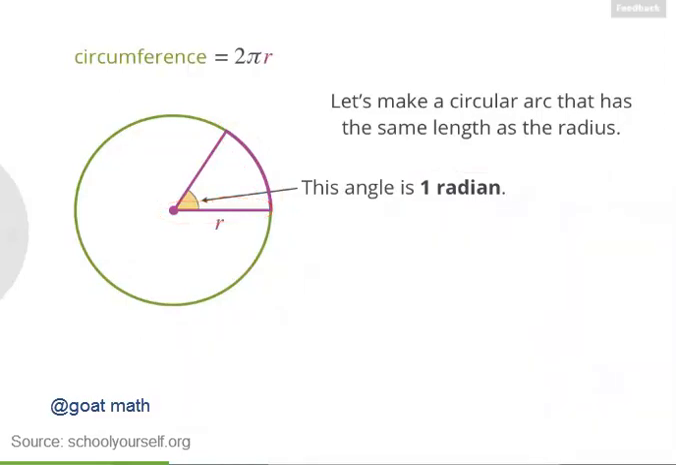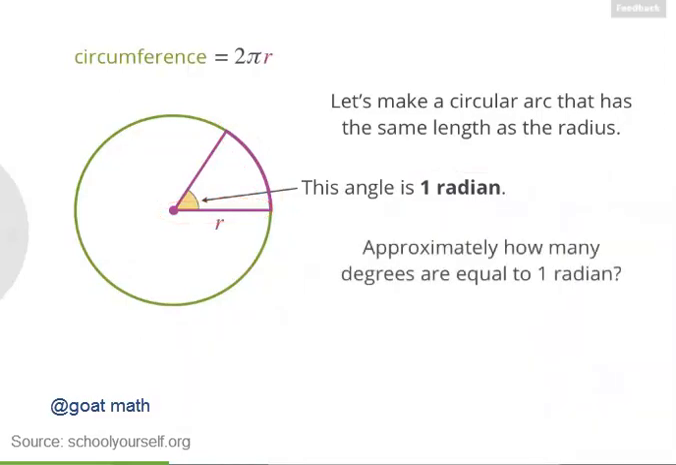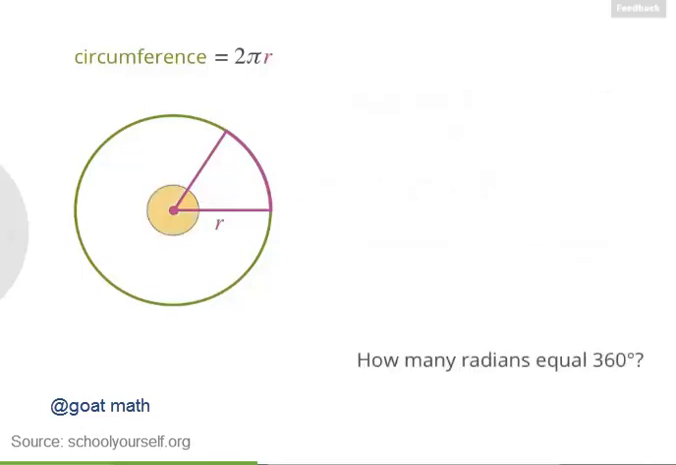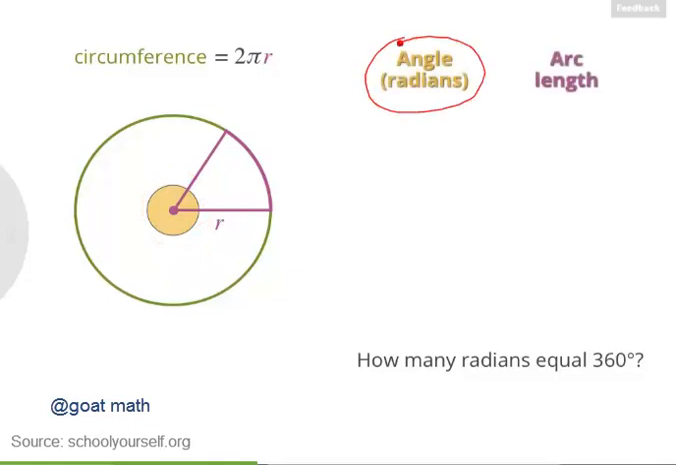Take a close look at this angle. About how many degrees would you say are equal to 1 radian? That was a really good estimate. Now let's try to find the exact answer. We'll start by figuring out how many radians make up a 360-degree angle, like this one at the center of the circle. Let's keep track of different angles measured in radians and the lengths of their corresponding arcs.